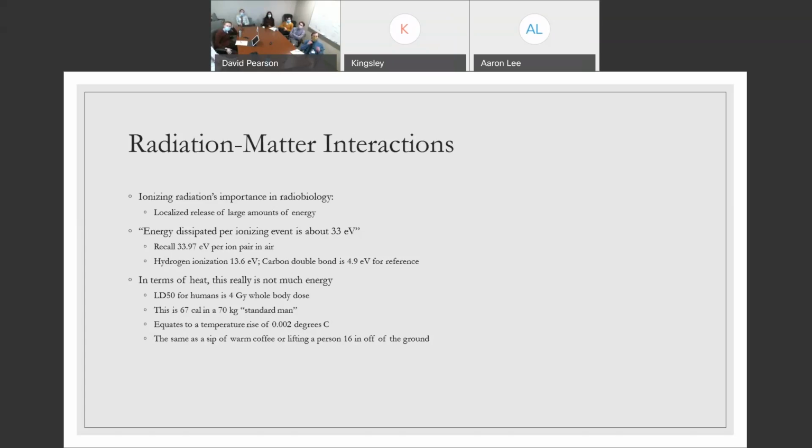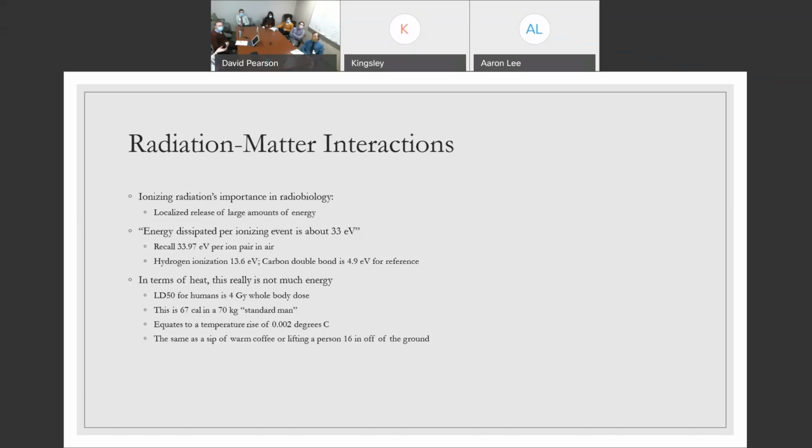So the LD50 for humans is 4 gray whole body dose. This would be 67 calories in a 70 kilogram standard man, just for the sake of discussion. This equates to a temperature rise of 0.002 degrees Celsius. That's the same as just taking a sip of warm coffee.